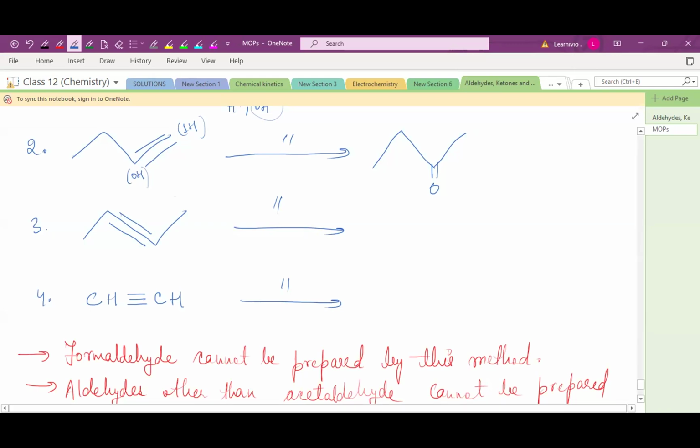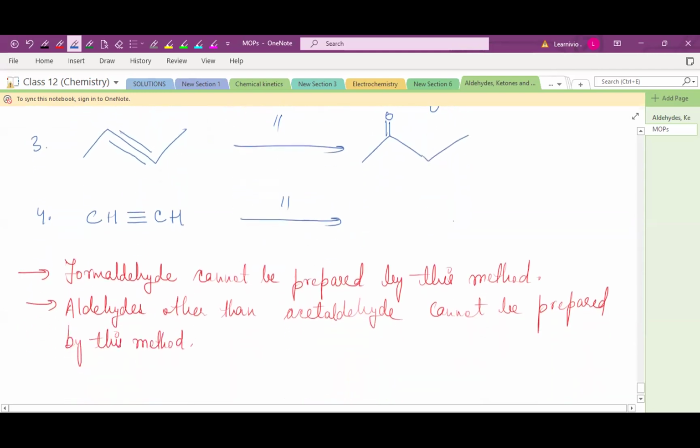So that's the trick. In the third one, what will be the product, Maniba? CH3, CO, CH, CH3. Here oxygen, because this carbon and this carbon are both symmetrical, right? So you can attach oxygen to either carbon, here or here, and you will get the same product.